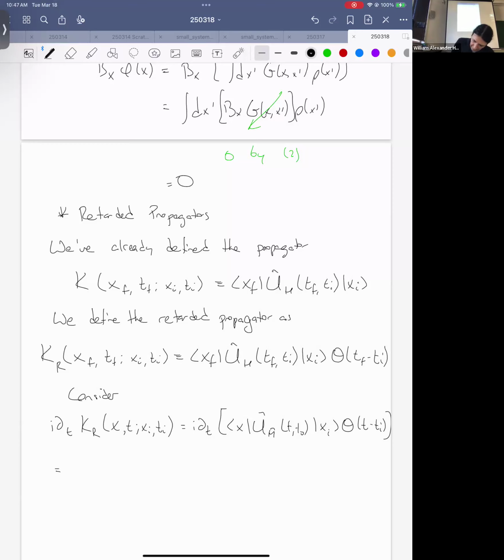So by the product rule, I can bring the i partial t inside. I get i partial t of the time evolution operator, t initial, x initial, theta of t minus t initial, plus x, t initial, x initial, i partial t of theta of t minus t initial.